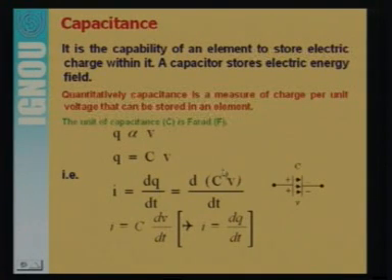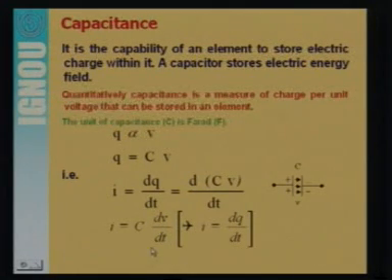We know the value of Q from here: Q is equal to C into V. Put the value here. C is the constant of proportionality, so we can take it outside. So i equal to C dV by dt. This is the relationship between the current and voltage. The current is given by C and the differentiation of the change in voltage with time, dV by dt. So i is equal to C dV by dt.